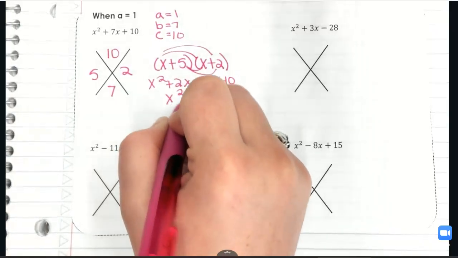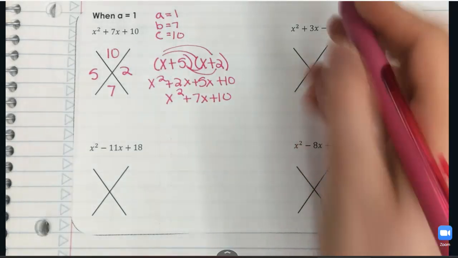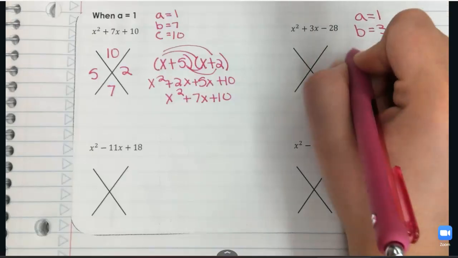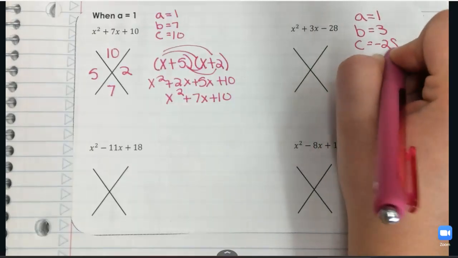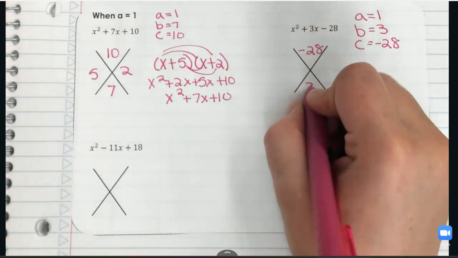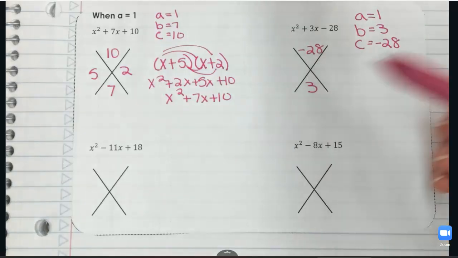And I do get the trinomial that I started with. Okay, moving on to the next one. On this one, a is 1, as they will all be, b is 3, and c is -28. So a times c is -28. My b value is 3. I need 2 numbers that multiply to -28 and add to 3.